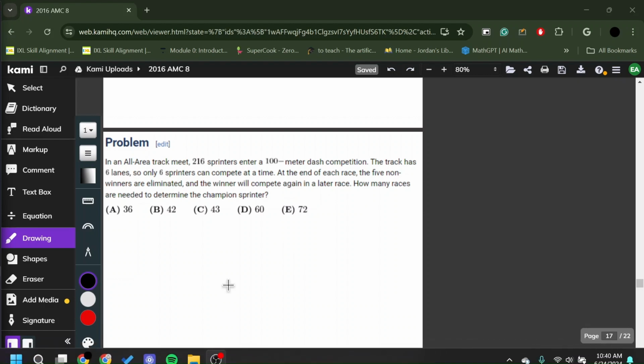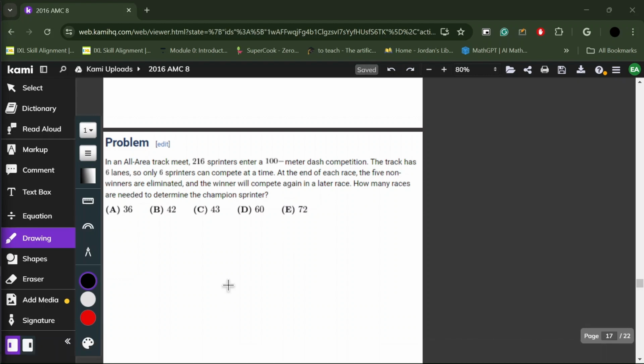In an all-area track meet, 216 sprinters enter a 100-meter dash competition. The track has 6 lanes, so only 6 sprinters can compete at a time. At the end of each race, the 5 non-winners are eliminated, and the winner will compete again in a later race. How many races are needed to determine the champion sprinter?